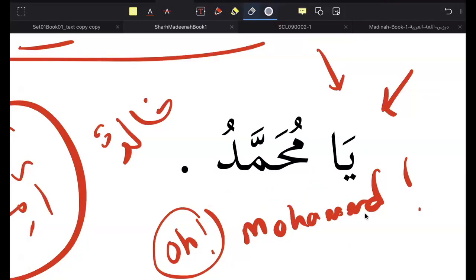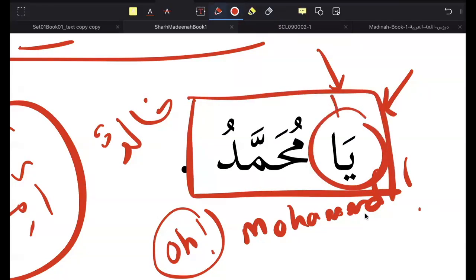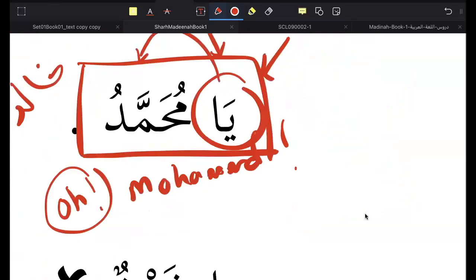One of the rules is that when you have ya and then you have a singular noun, and even here I'm using a loose term, singular noun, then that noun will not take tanween. It will always be a dhamma, one dhamma, always one dhamma. No fatha, no kasra, nothing, one dhamma. Make sense? So for example, what we have here, Ya Muhammadu. You don't say Ya Muhammadun.